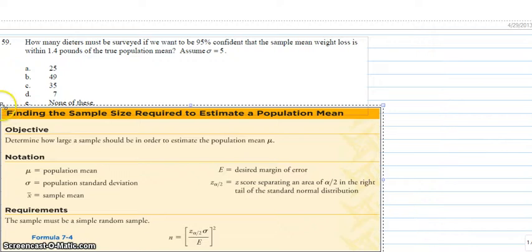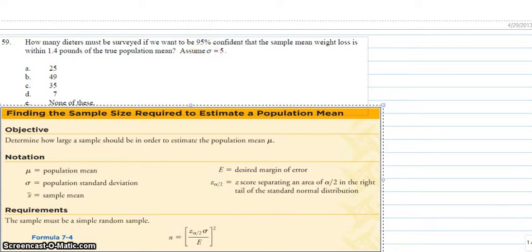Let's look at the box below. It shows finding the sample size required to estimate a population mean. It shows all of our notations over here. The sample must be a simple random sample, and then we have to use the formula noted down here. N equals Z of alpha divided by 2 times your population standard deviation divided by E, which is your desired margin of error, squared.